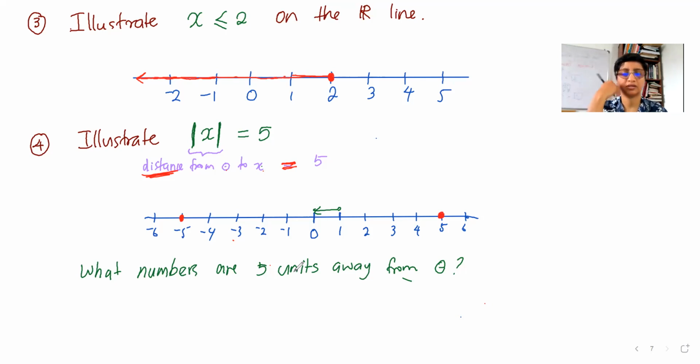Understood. Okay, 0 is the origin. A unit means 1. Yeah, I get it now. So 5 units means 5 of those. Yeah, understood. Right. Okay. Then number 5.